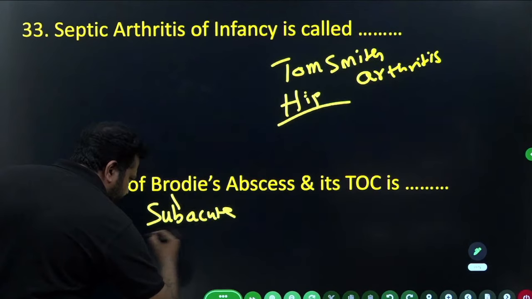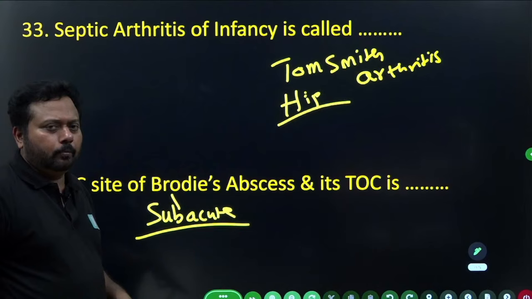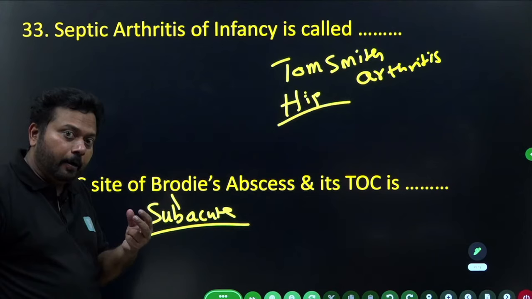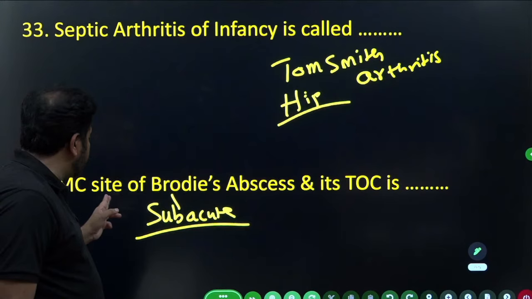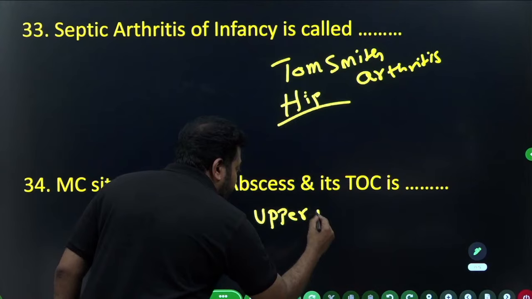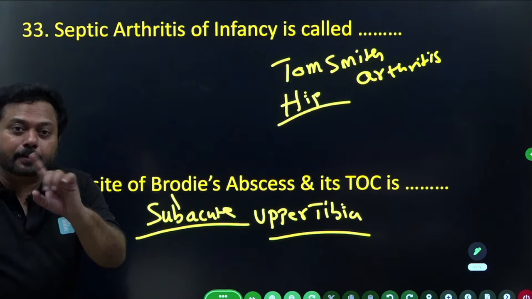Subacute osteomyelitis. This happens in the cancellous bone. In the x-ray, it looks like an osteolytic lesion or tumor, so many times Brodie's abscess is called Brodie's tumor. The most common site of Brodie's abscess is the upper tibia. Treatment of choice is not medical, it is surgical.